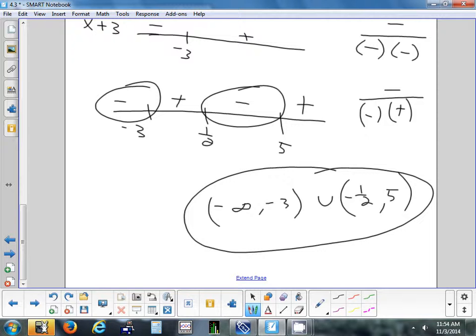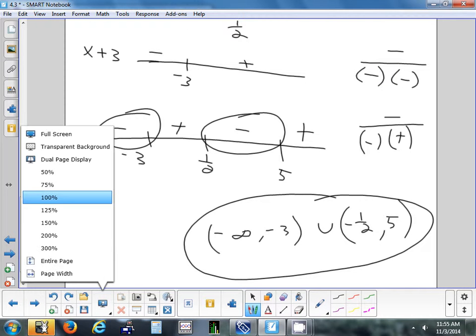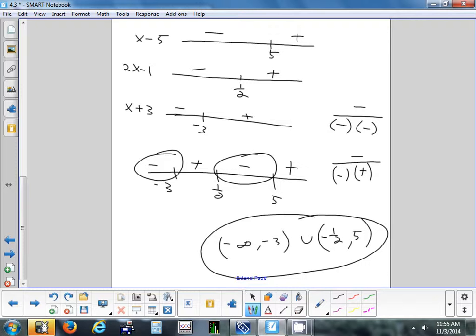The only reason we were able to do that is because we could factor it. The next one I'm going to give you is a little more complex, so we can't factor it. We're going to have to graph it. Okay, any question on how we did that? The sign chart is really the best way if you're going to do it by hand.